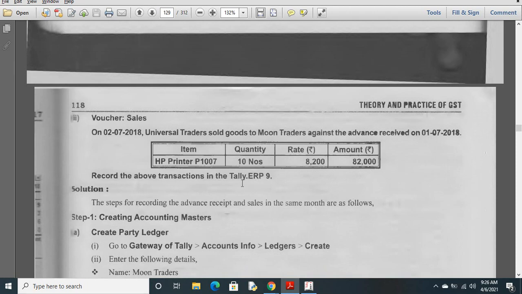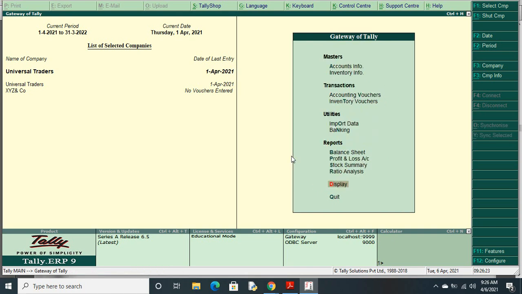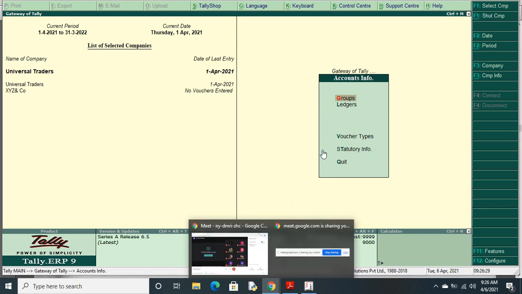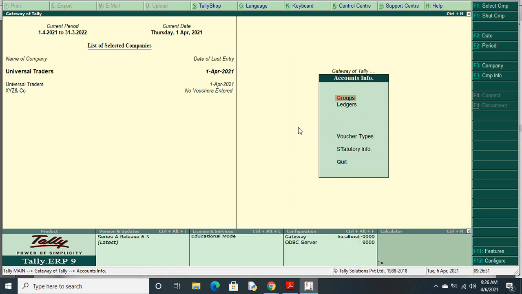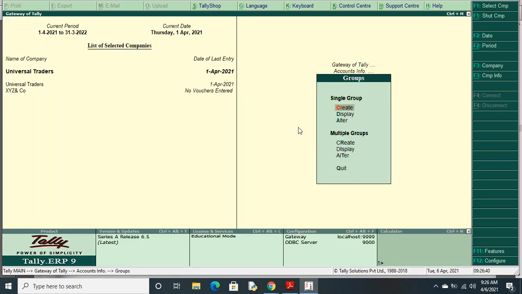So here Moon Traders are sundry debtors or creditors? Hello? Yes, sir. Moon Traders are sundry debtors or creditors? Debtors, sir. Moon Traders, debtors. Oh, sorry.